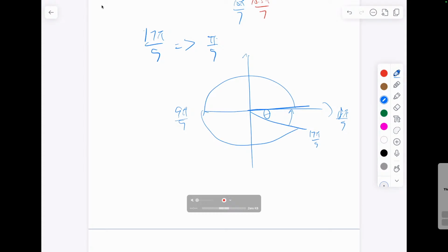So that is going to be the reference angle. Okay? Is this okay? No, the reference angle is only positive.